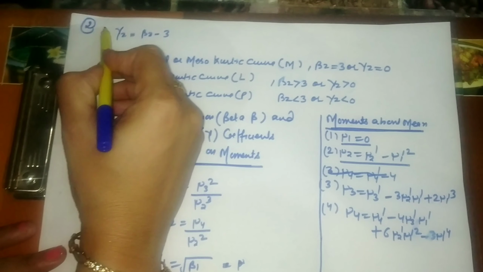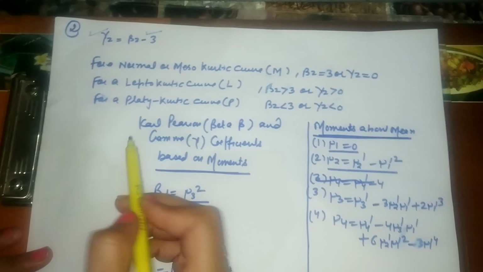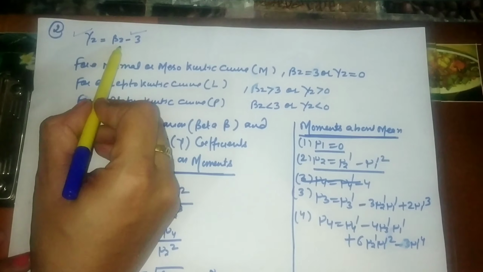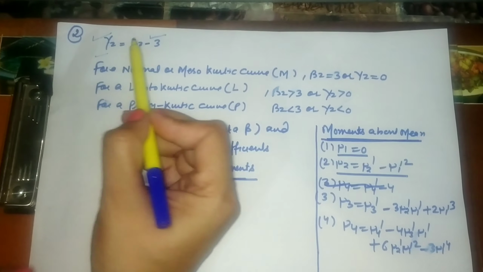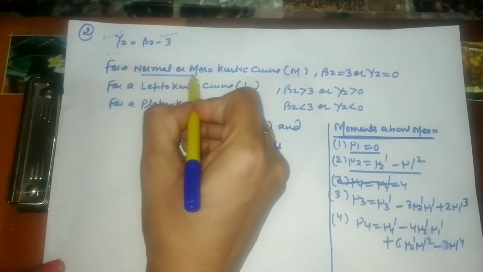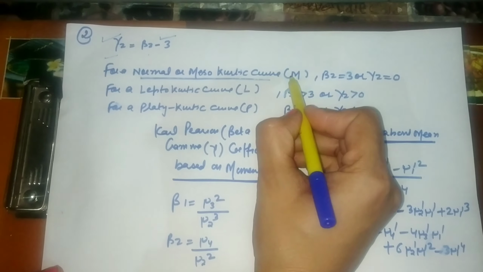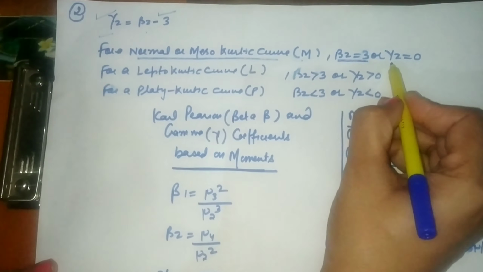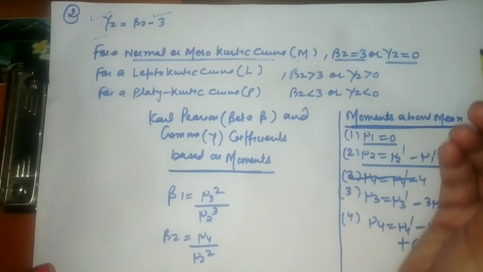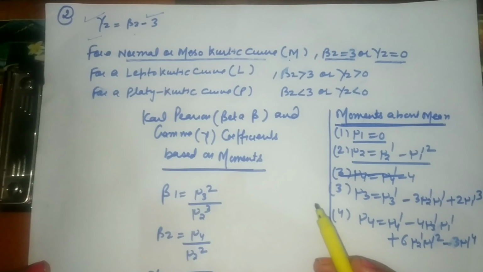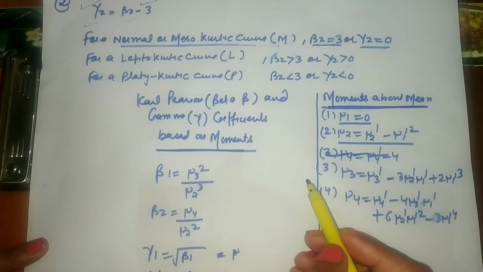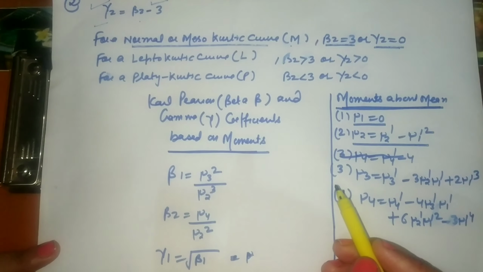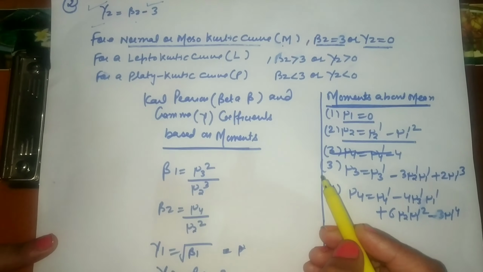Gamma 2 is equal to beta 2 minus 3. That means whenever we are able to calculate beta 2, we can easily find gamma 2. For a normal or mesokurtic curve, that means M, beta 2 is equal to 3 and gamma 2 is equal to 0. This is the standard. If beta 2 is equal to 3, then we get gamma 2 equal to 0. So this is for the mesokurtic curve.